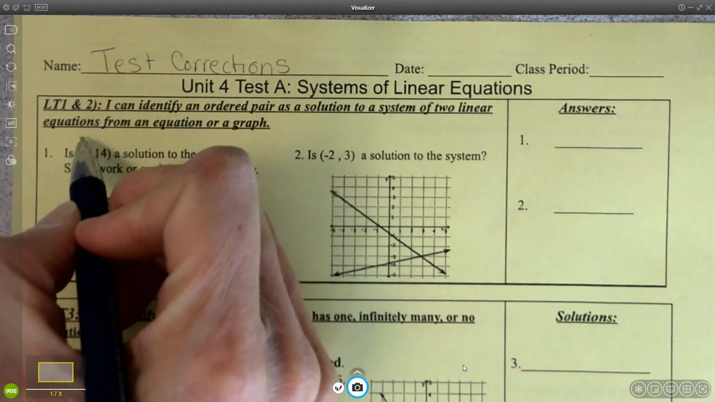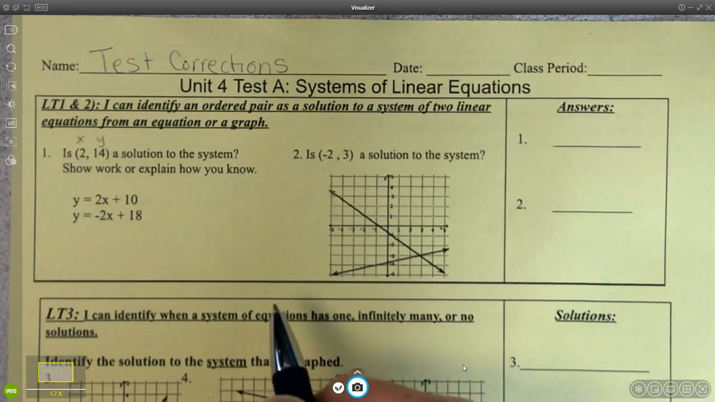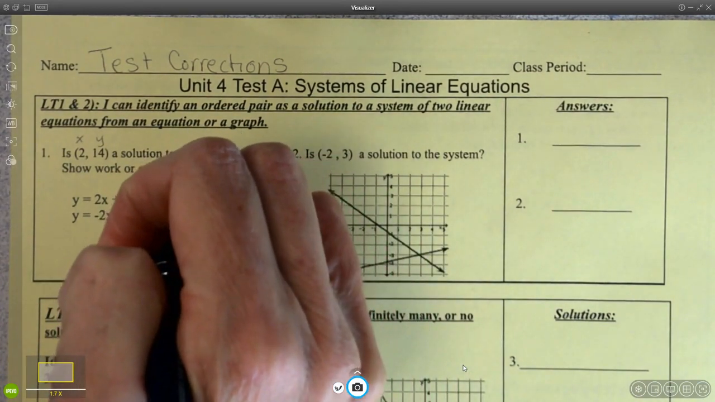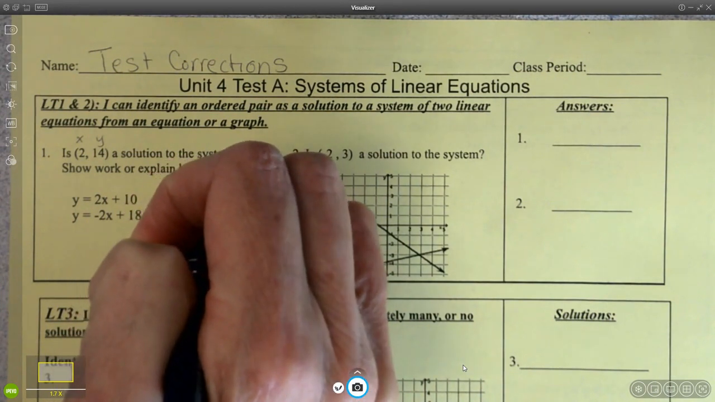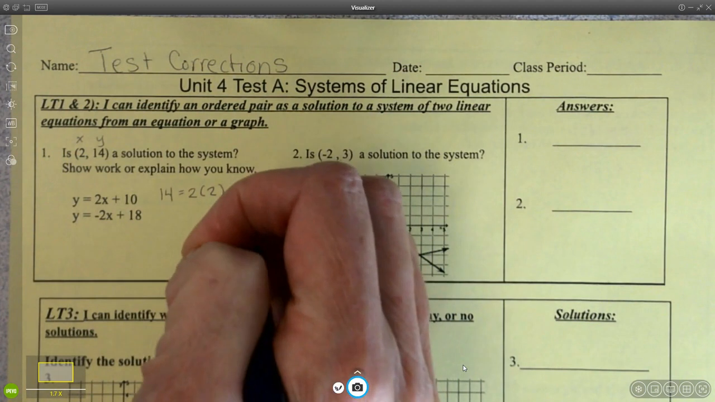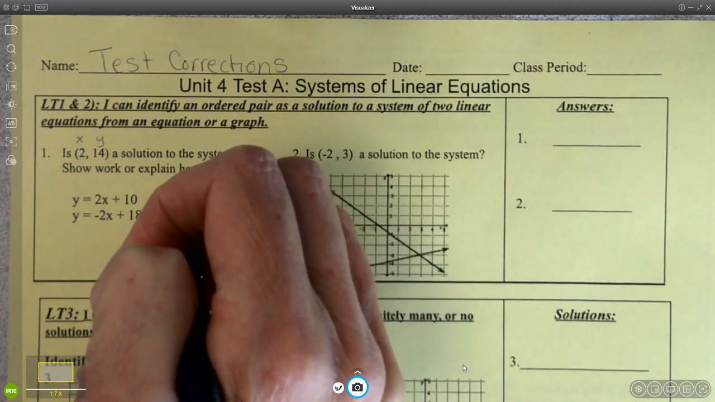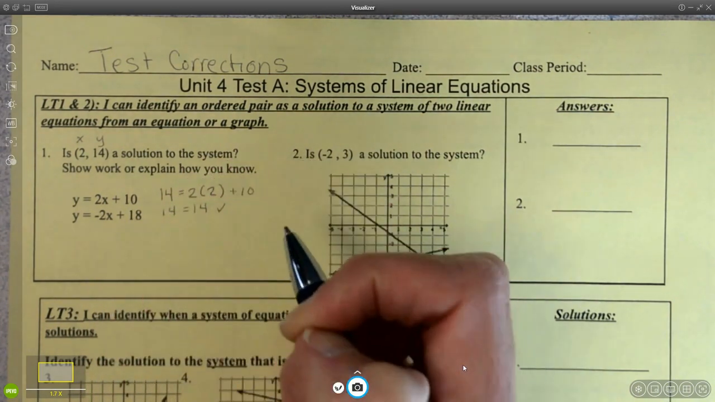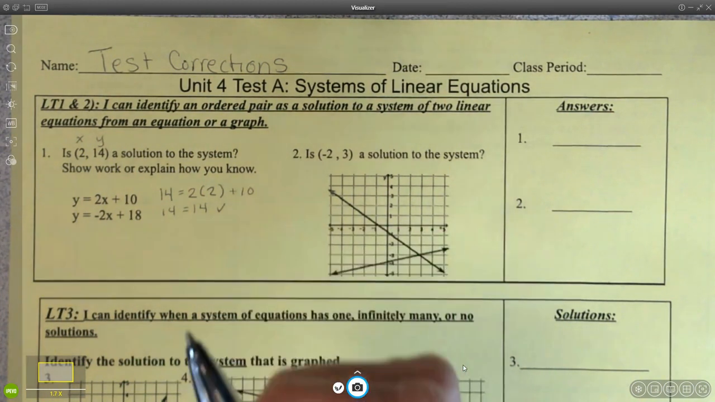So here's my x, here's my y, and I'm going to see if that makes these two equations true. So y is 14, so I'm going to fill that in for y, equals 2 times 2, that was my x, plus 10. So when I plug that in, it says 14 is 14. So it makes that equation true, and they are equal to the same thing.